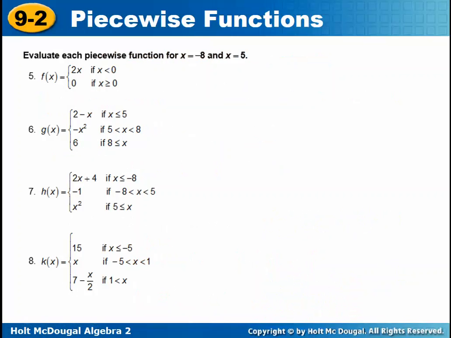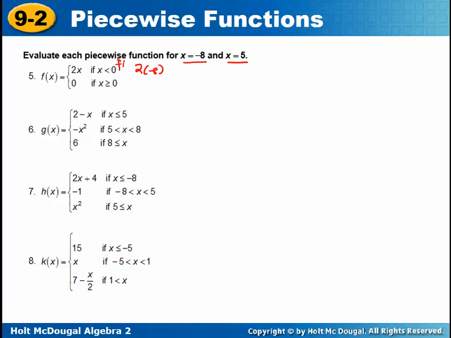Here's some examples from your worksheet. You're going to use the values of x equals -8 and x equals 5 each time. So you find the matching part of the piecewise function, and then you evaluate by plugging it in and solving. So in number 5, for x equals negative 8, that fits with the first part. So we would go 2 times negative 8.